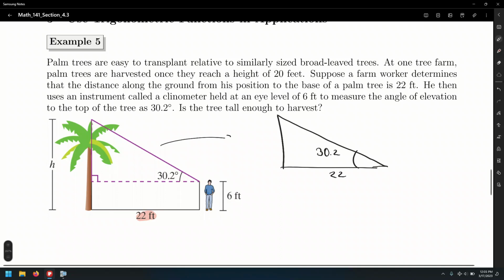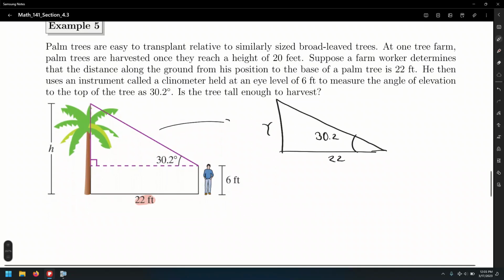And we have the height of the triangle, but we need to be careful because that whole h right here is the height of the palm. In this case, the height of the triangle, let's just call it y for now. Call it y. That's going to be our unknown value here. We need to know the value of y.